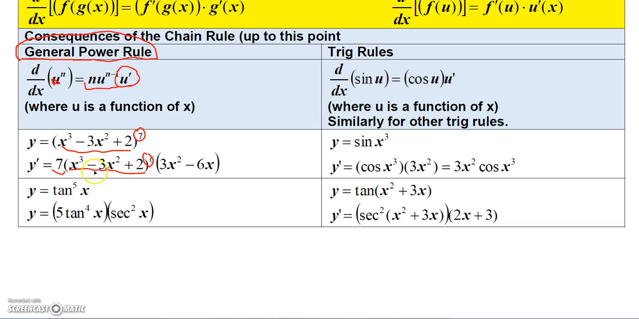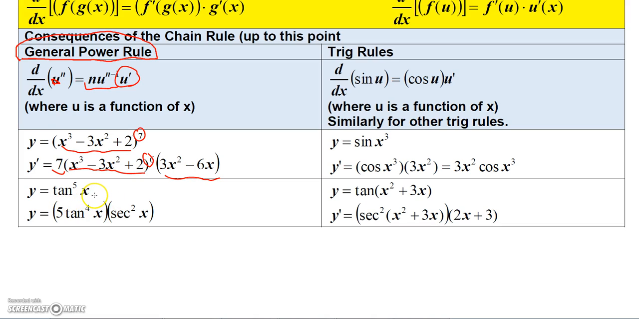So I'd have 7 times the function to the 6th power, and that's the power rule portion. But then the chain rule portion is that I have to multiply by the derivative of the function on the inside, the derivative of this trinomial. And the derivative of this trinomial would be 3x squared minus 6x. Okay. Now, you can also have trig functions involved in this power rule.